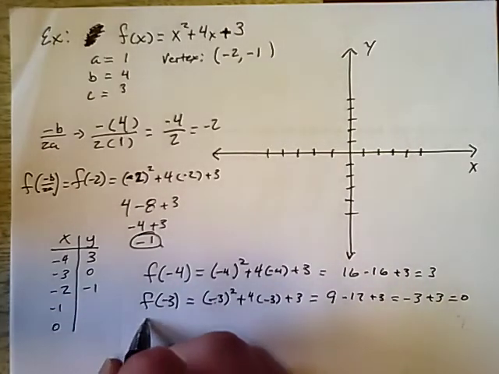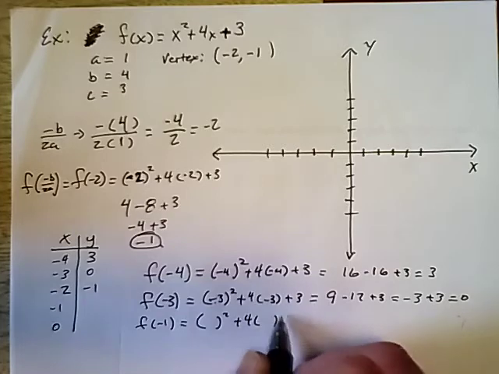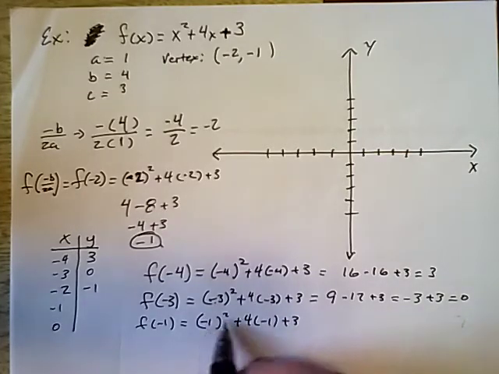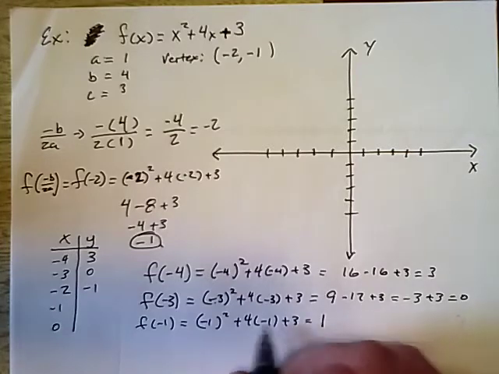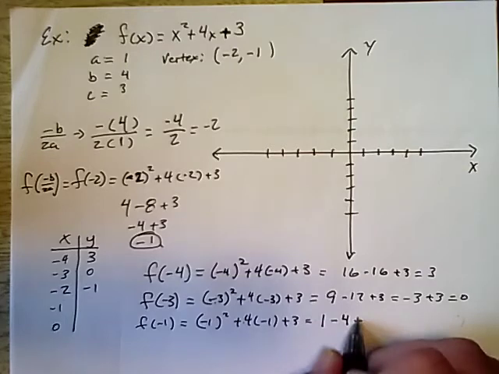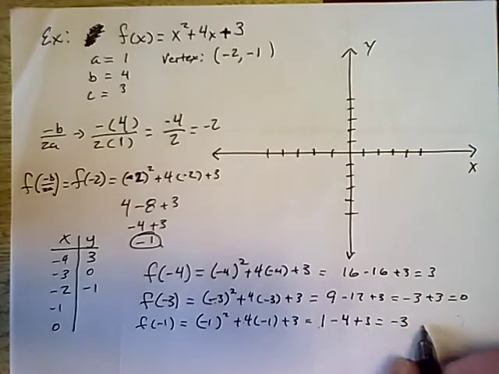And now f of negative 1, parentheses squared plus 4 times parentheses plus 3. We're going to do negative 1 here and here. Negative 1 squared is 1. 4 times negative 1 is negative 4 plus 3. 1 minus 4 is negative 3 plus 3 is 0. So I get a 0 here.